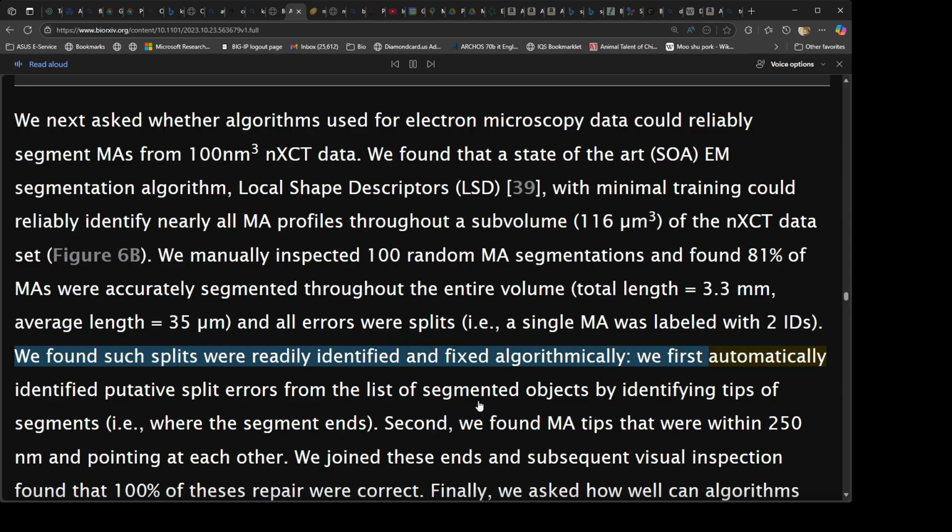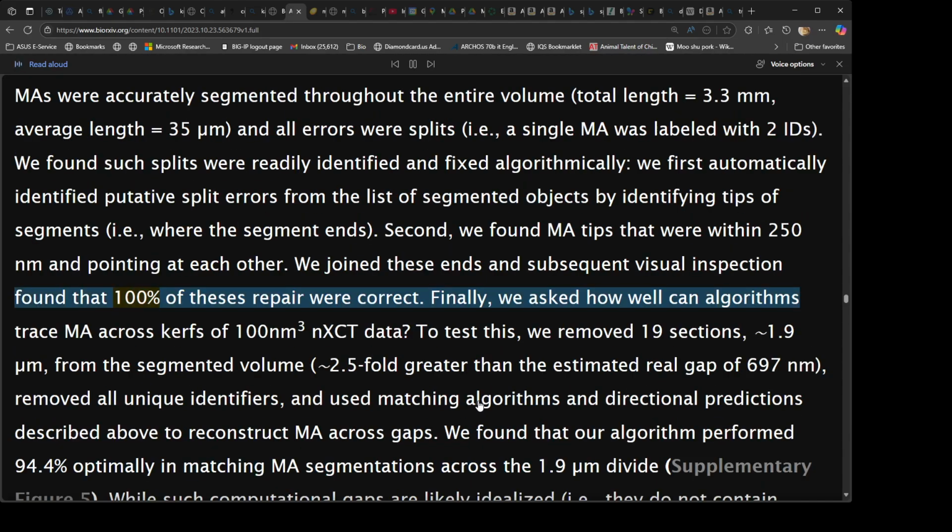We first automatically identified putative split errors from the list of segmented objects by identifying tips of segments, i.e., where the segment ends. Second, we found MA tips that were within 250 nanometers and pointing at each other. We joined these ends, and subsequent visual inspection found that 100% of these repairs were correct.